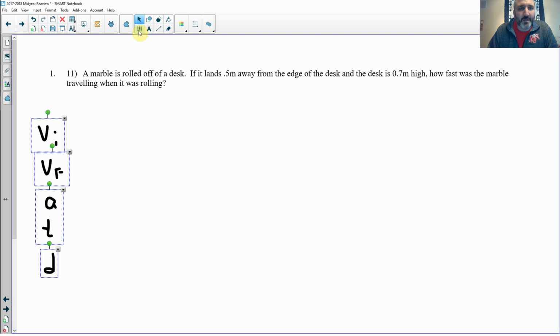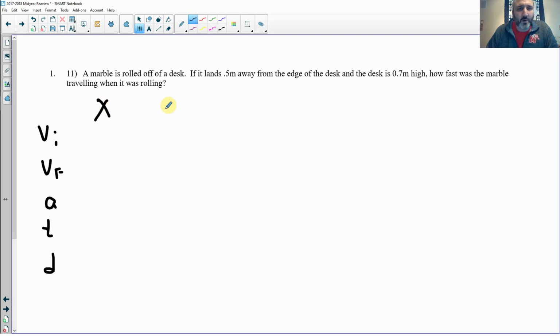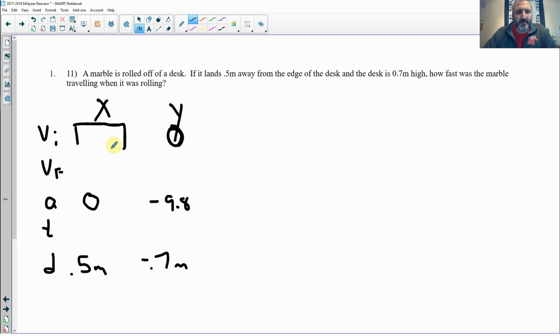Again, we're dealing in 2 dimensions, so let's get an X and a Y, and let's figure out what we know. We know the marble lands 0.5 meters away. The desk is 0.7 meters high. So that means the marble dropped 0.7 meters. I don't know time. I know the acceleration in the x is 0. I know the acceleration in the y is negative 9.8. I know the initial velocity in the y is 0 because it rolled off the desk. And we're looking for the initial velocity in the x, which is going to be kind of interesting.